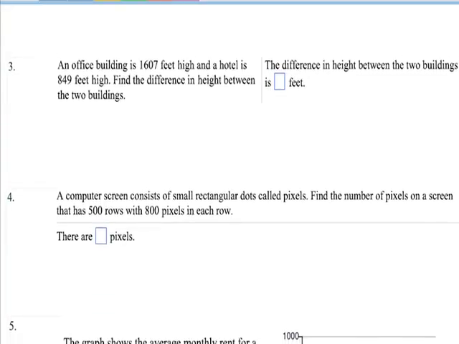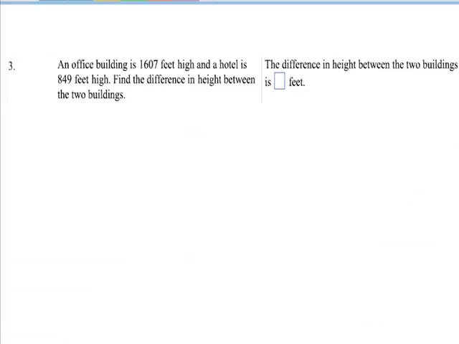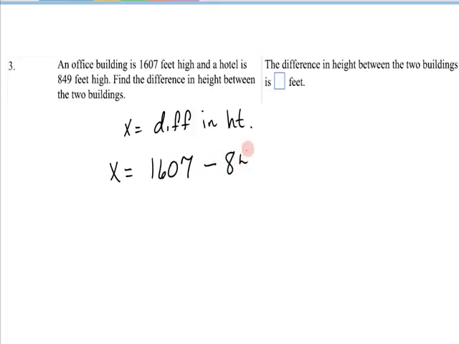Let's look at our third one. An office building is 1,607 feet high, and a hotel is 849 feet high. Find the difference in the height between the two buildings. So X is the difference in height. And you notice that I abbreviate sometimes when I'm saying what my X stands for. Difference means to do what? Means subtract. So X is 1607 minus 849. This will give me the difference.